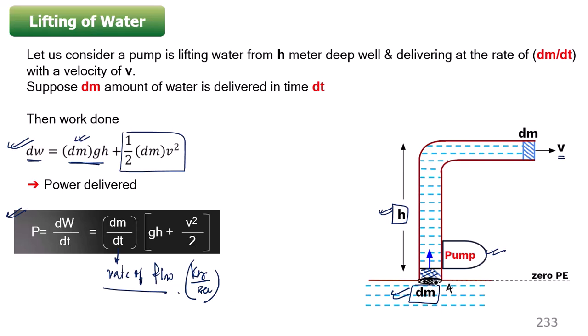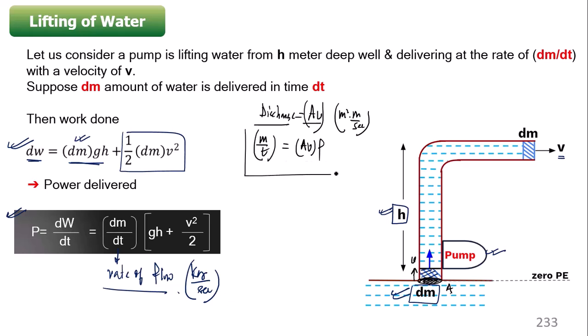At any time, the water is crossing this area with a velocity v. The product of A into V, with A in meter square and V in meter per second, gives the volume flow. This is called the discharge. That is the amount of volume of water that goes inside. Corresponding to that, what is the mass flow rate? It can be written as AV multiplied by the density of the water, rho into A into V.